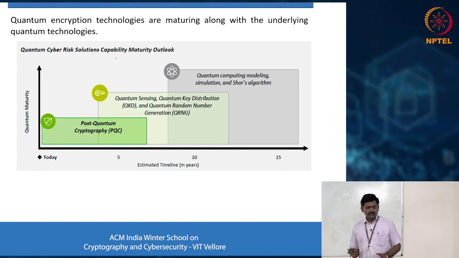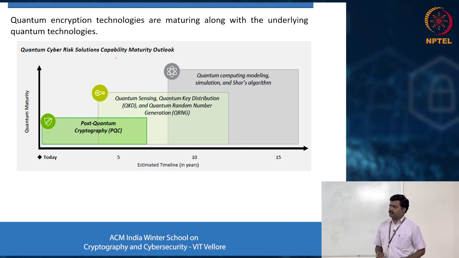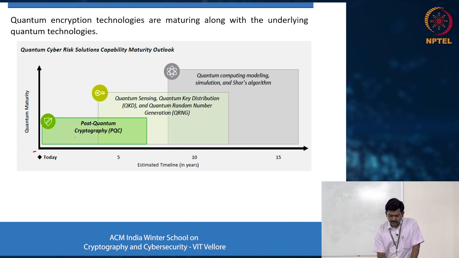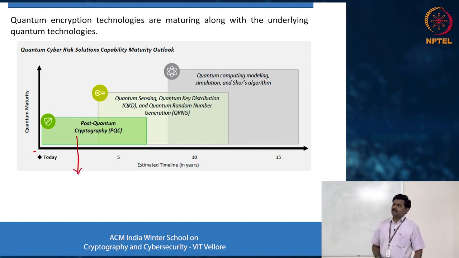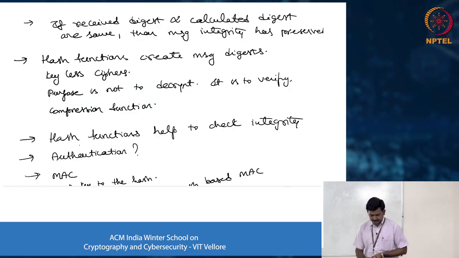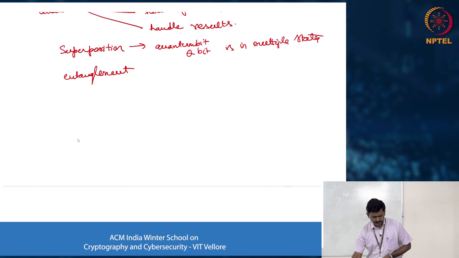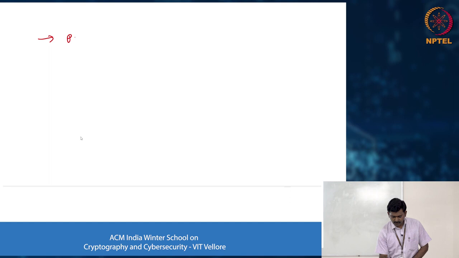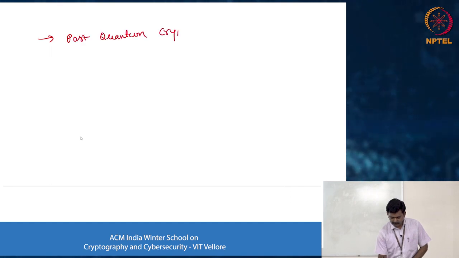Okay, so if you notice the timeline of quantum computers, we are somewhere here. From today to the next 10 to 15 years, we call it post-quantum cryptography. So there are two terms which you should understand. Number one, post-quantum cryptography, and number two, quantum cryptography. There is a difference between both.